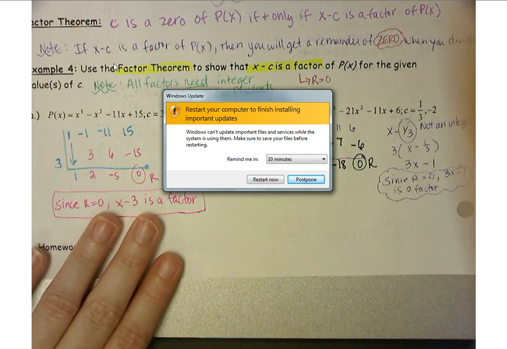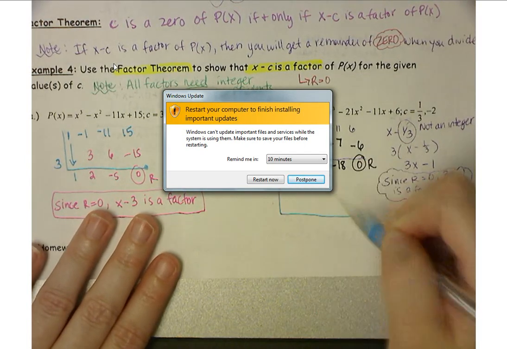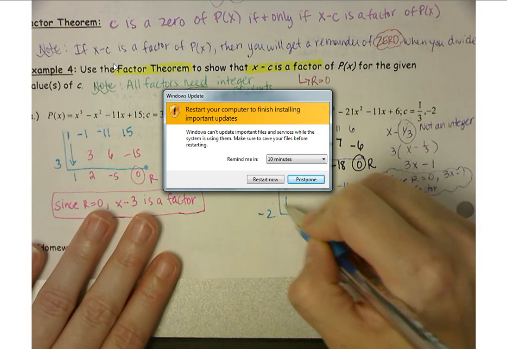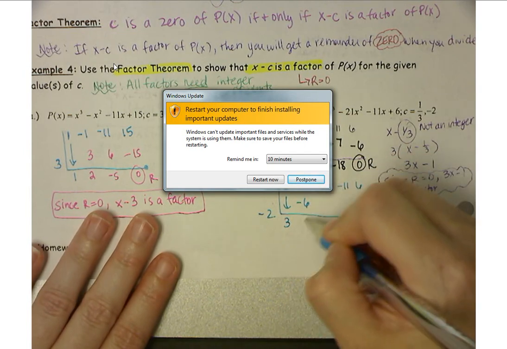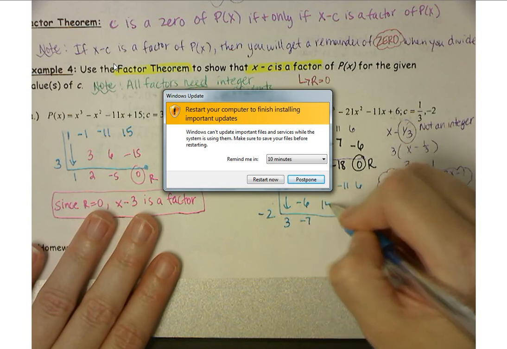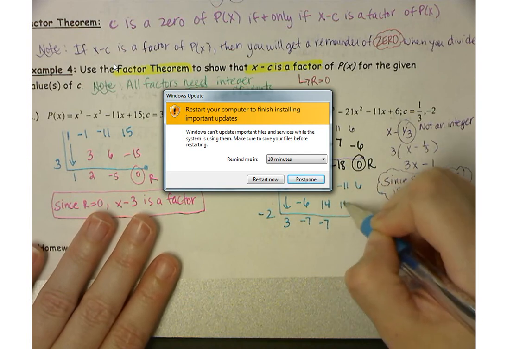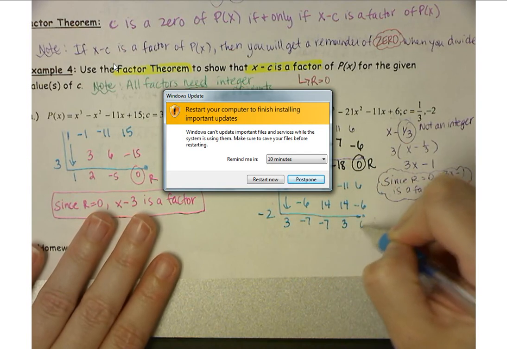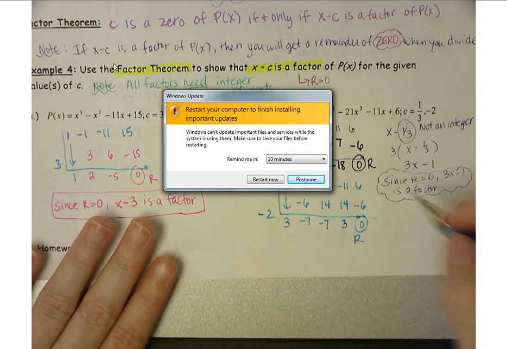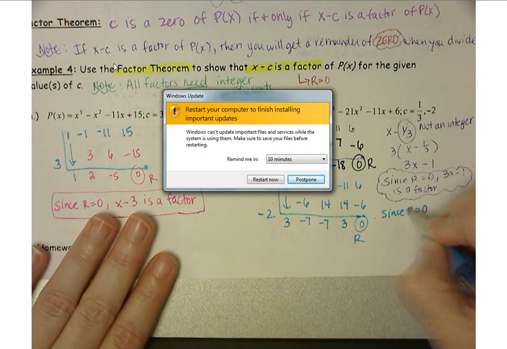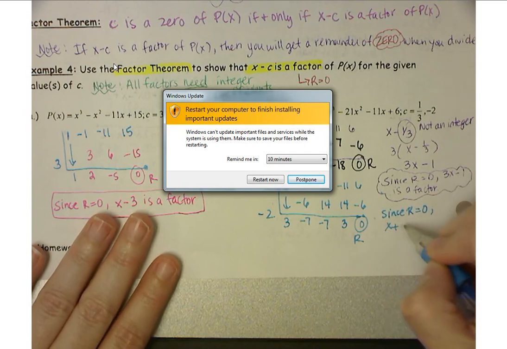Okay, and then you also have -2. So your coefficients are the same. So 3 times -2 is -6. Add down to get -7. Then you have 14. I like to count up. So -7 here, which would be 14, which would give you 3, which would give you -6. So if you have -2, since r is equal to 0, what's going to be my factor? x plus 2. So x plus 2 is a factor.